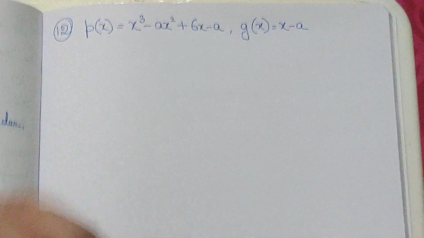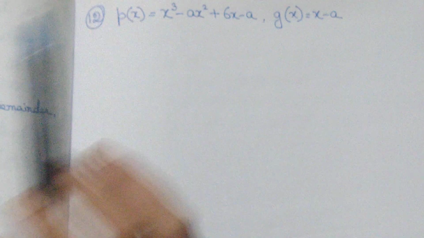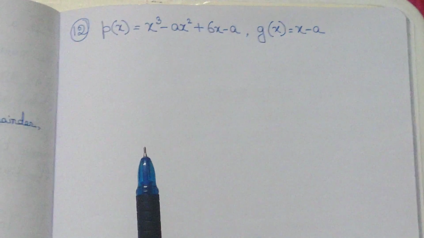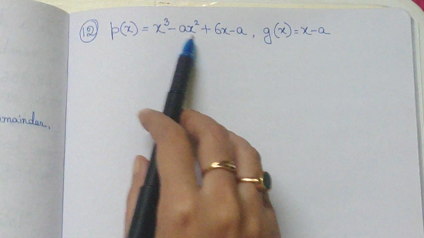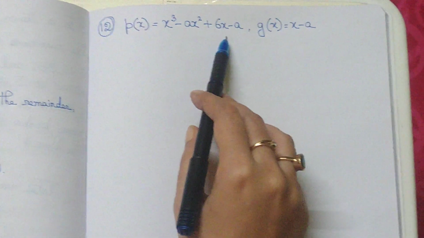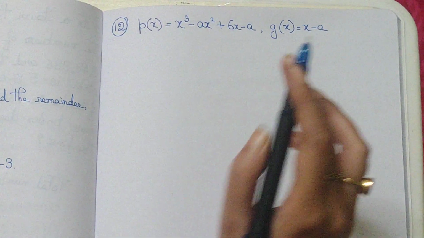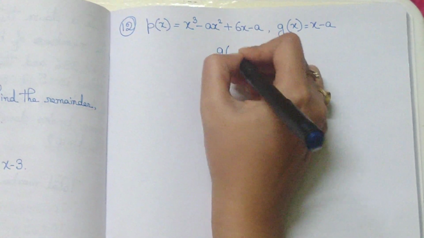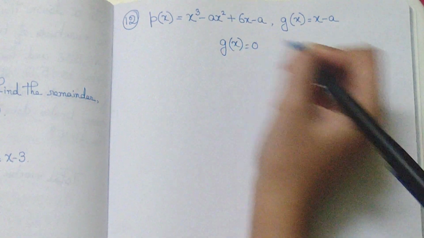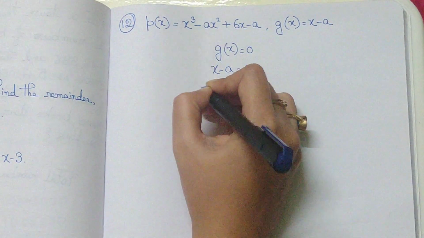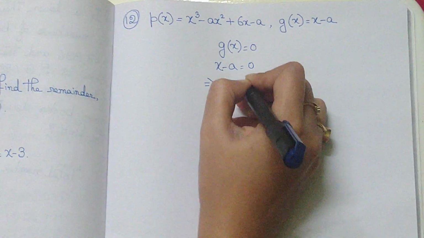Now let's start with sum number 12. Sum number 12 is also by using the remainder theorem. We have to find the remainder when p(x) is divided by g(x). Once again we can check that p(x) is a polynomial because the power of x is a non-negative integer. The very first thing we have to do is g(x) equals 0, so that we can find the value of x. So x minus a equals 0 implies x equals a.